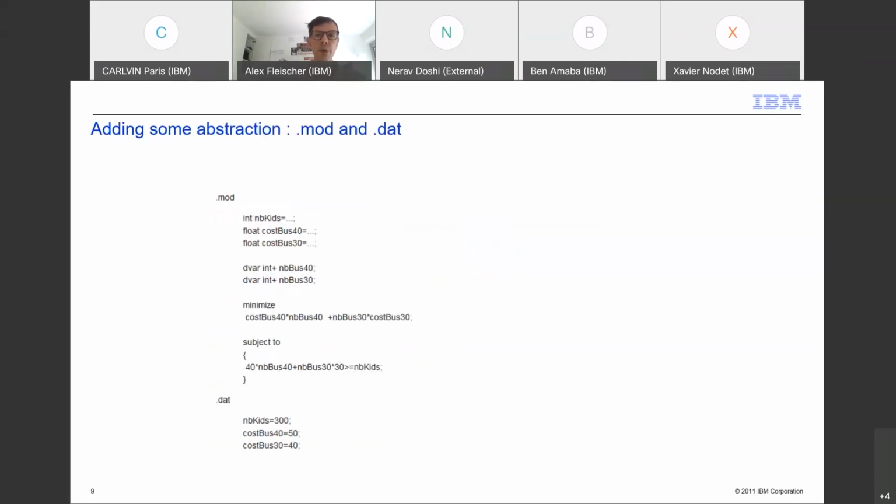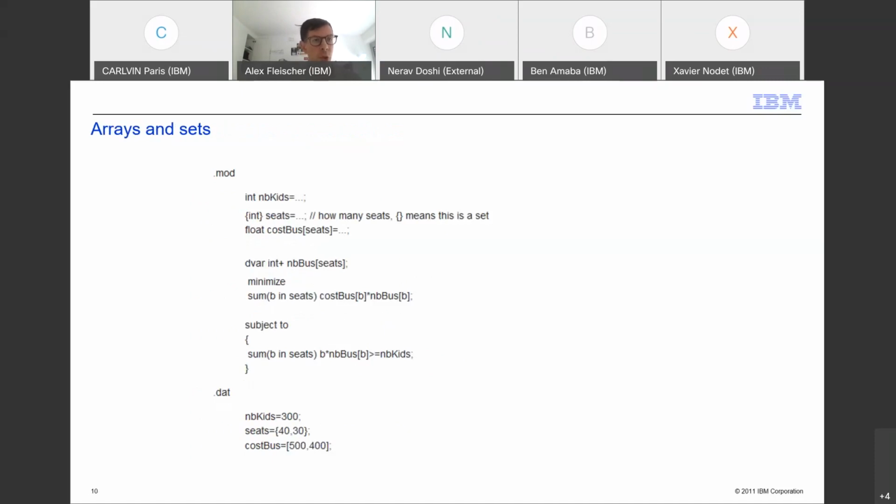You can then move up and add some abstraction. You can have a dedicated data file in order to be able to solve many different problems. So here you can see the same model, but instead of the values, I use ..., which means the data will be in another file. So here it's in a data file, nbkids equals 300 and so on, but it can also be fed from an Excel spreadsheet or from anywhere. So this adds some abstraction.